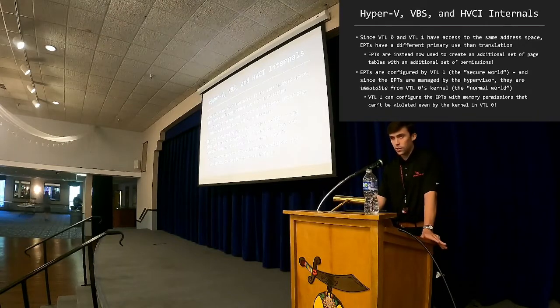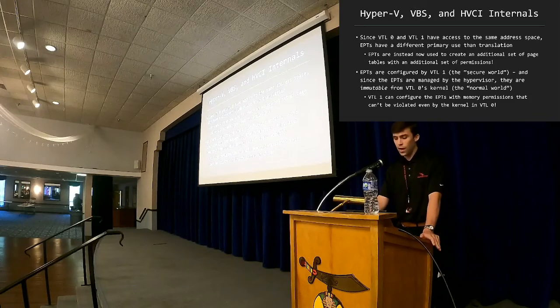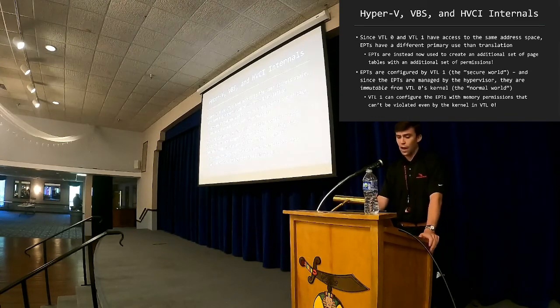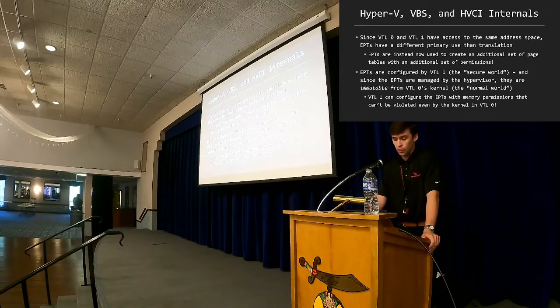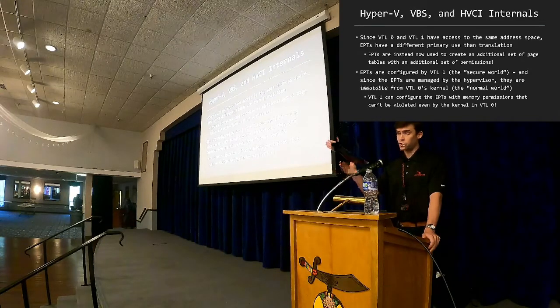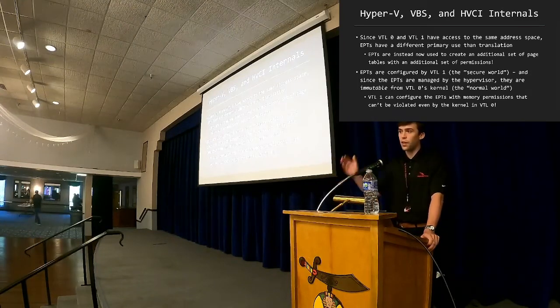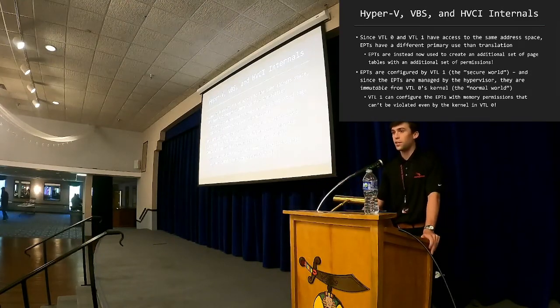So what that means is VTL 1, which is secure world, when the system boots, VTL 1 can ask the hypervisor, hey, I want to configure the extended page tables with these permissions. And the hypervisor manages those. So now what happens is if a kernel mode exploit in VTL 0 tries to use the page table entry, which we talked about earlier, that metadata which describes a given memory page, well, we have a source of truth now that's managed by the hypervisor, and the hypervisor is a higher security boundary than the kernel, so therefore you can't create dynamic executable memory.